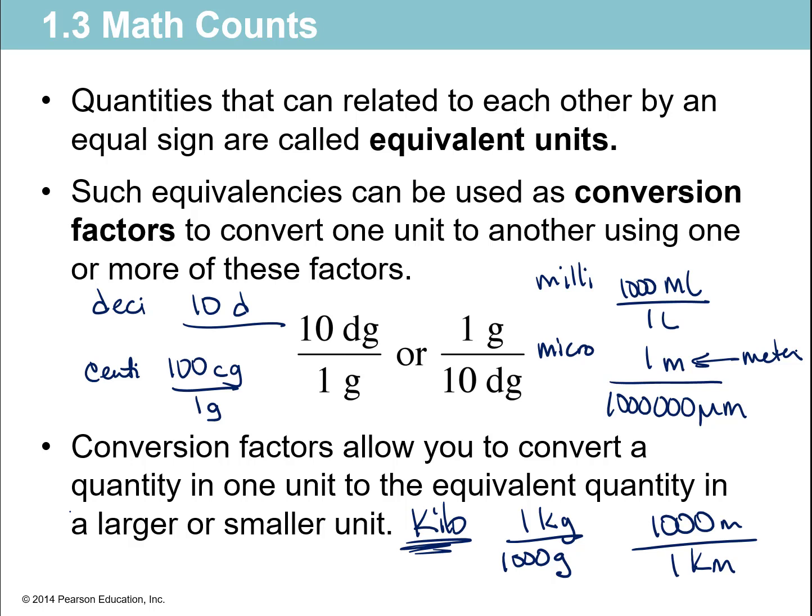Okay, so if you have those two, there's two letters. The first letter is the prefix. The second letter tells you what unit of measurement it is. And if it's all by itself, then it's an M. It's meter.